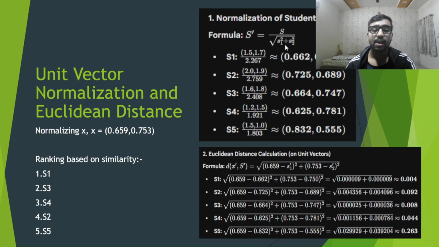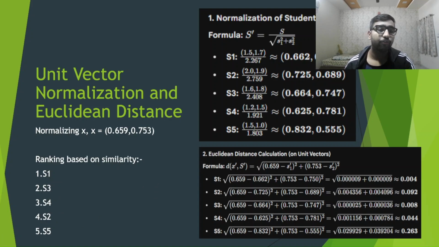Now the formula for Euclidean distance would be the square root of (0.659 minus s1 dash) square plus (0.753 minus s2 dash) square. Here s1 and s2 refer to the normalized data values for each data point, and 0.659 and 0.753 are the normalized values for the given data point. Therefore, performing the calculations, we get the following values. Now again, as I have already told you, for Euclidean distance, the smaller the distance, the greater the similarity. Hence the ranking would be S1 being the most similar, then S3, S4, S2, and then S5 being the least similar.